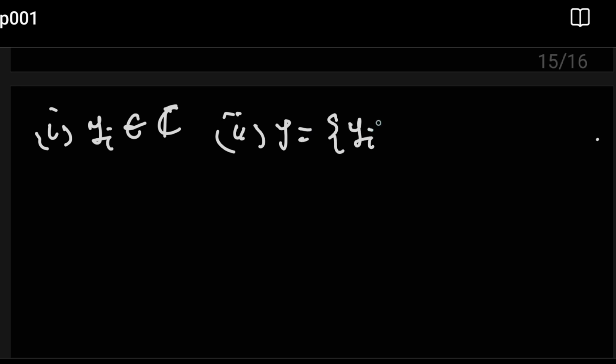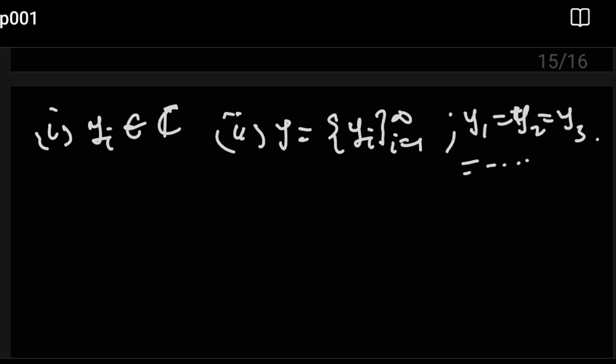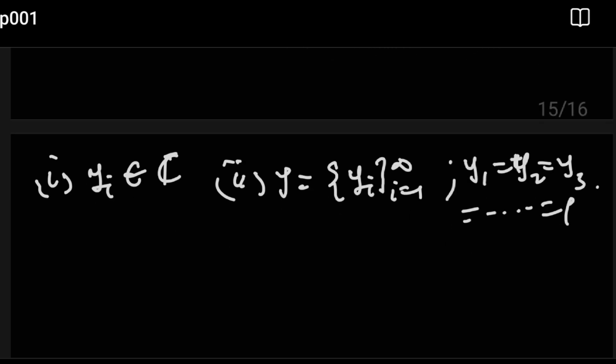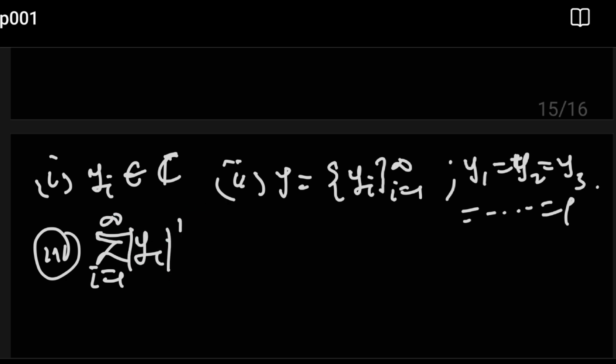All right, so let's check for Y. For Y, we see that each element is actually in the complex numbers. 1 is a complex number. It's the real part. All right, so we can see that Y is also expressed this way, right? i equals 1 to infinity. So we have that y1 is 1, y2 is 1, y3 is 1, like that, to infinity. All right, so the third condition, which is the sum to infinity of yi to the 1, which is still yi. This is 1 plus 1 plus 1, right?